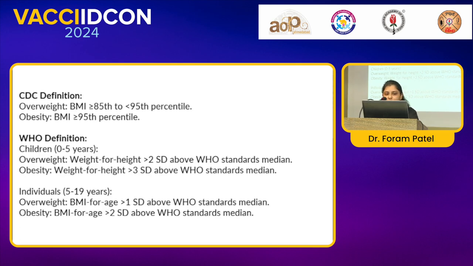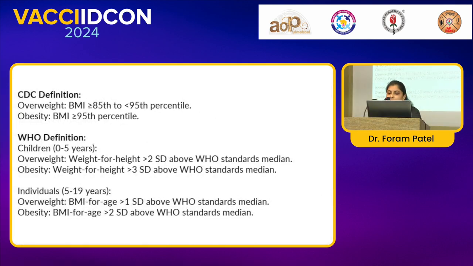The WHO defines, for the age group 0 to 5 years, overweight as weight for height greater than 2 standard deviations above the WHO standard median and obesity as greater than 3 standard deviations. For individuals 5 to 19 years, overweight is BMI greater than 1 standard deviation of the WHO standard median and obesity is BMI greater than 2 standard deviations of the WHO standard median.